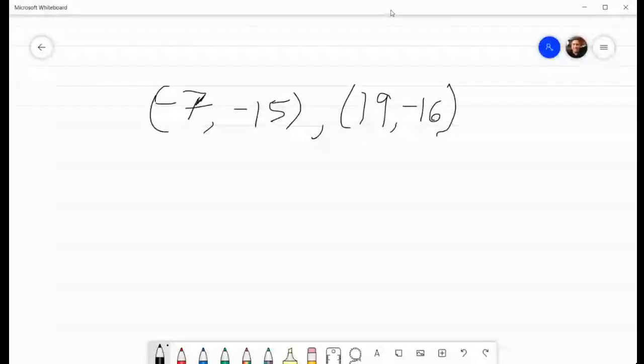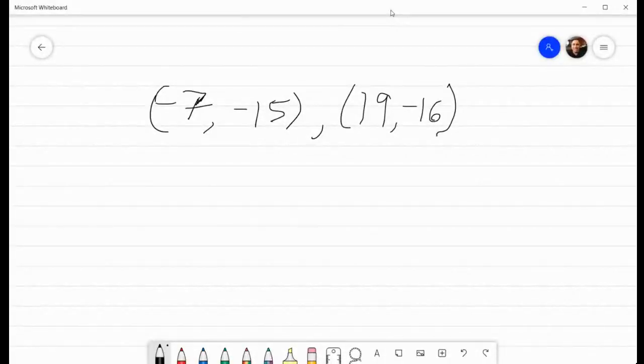Here it comes. Okay, so the first pair of points, which is -7, -15, 19, and -16. Now, what we want to do is calculate the slope, and then, even though the directions didn't say this, I want to find an equation of the line through the points. All right, now let me just say this though.